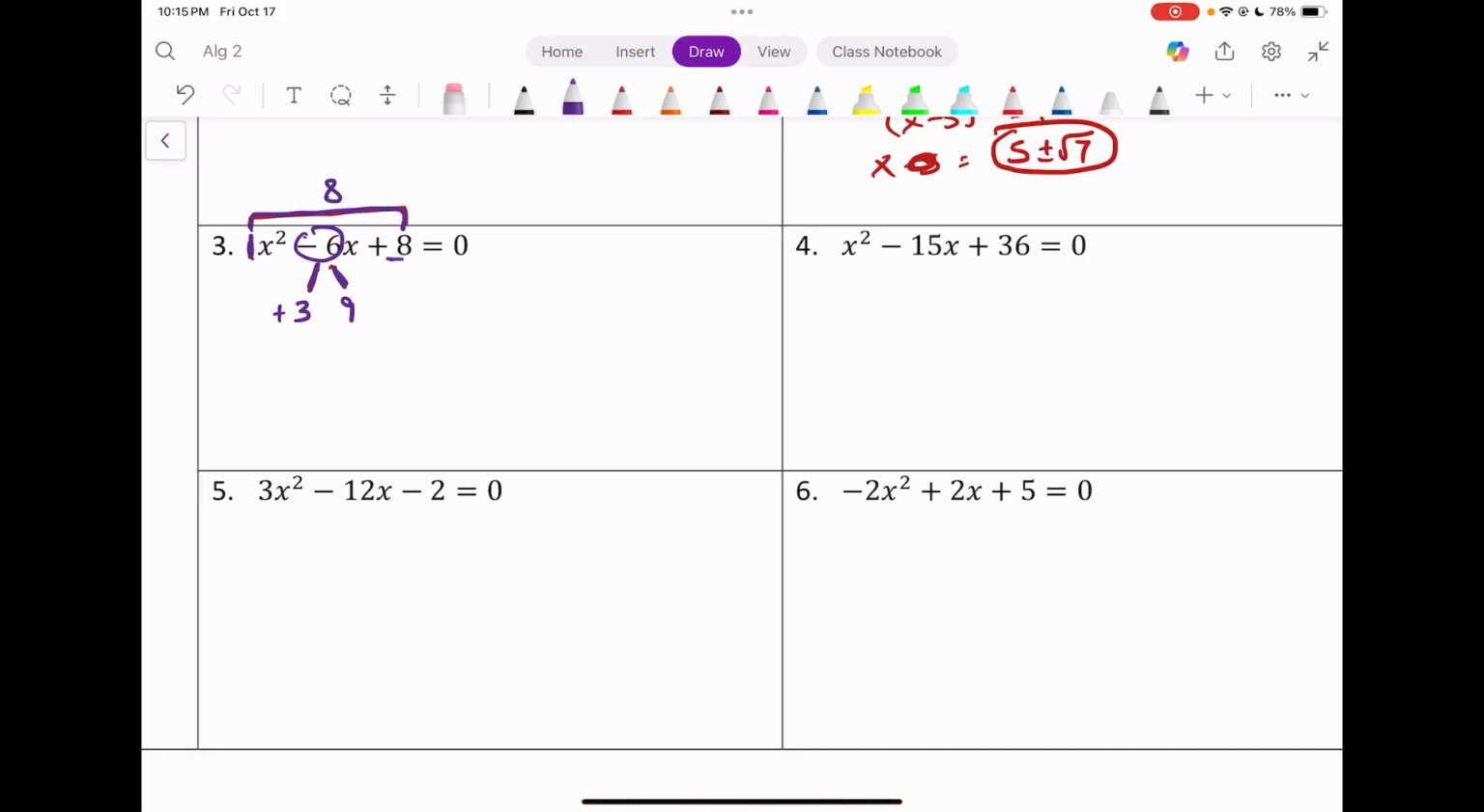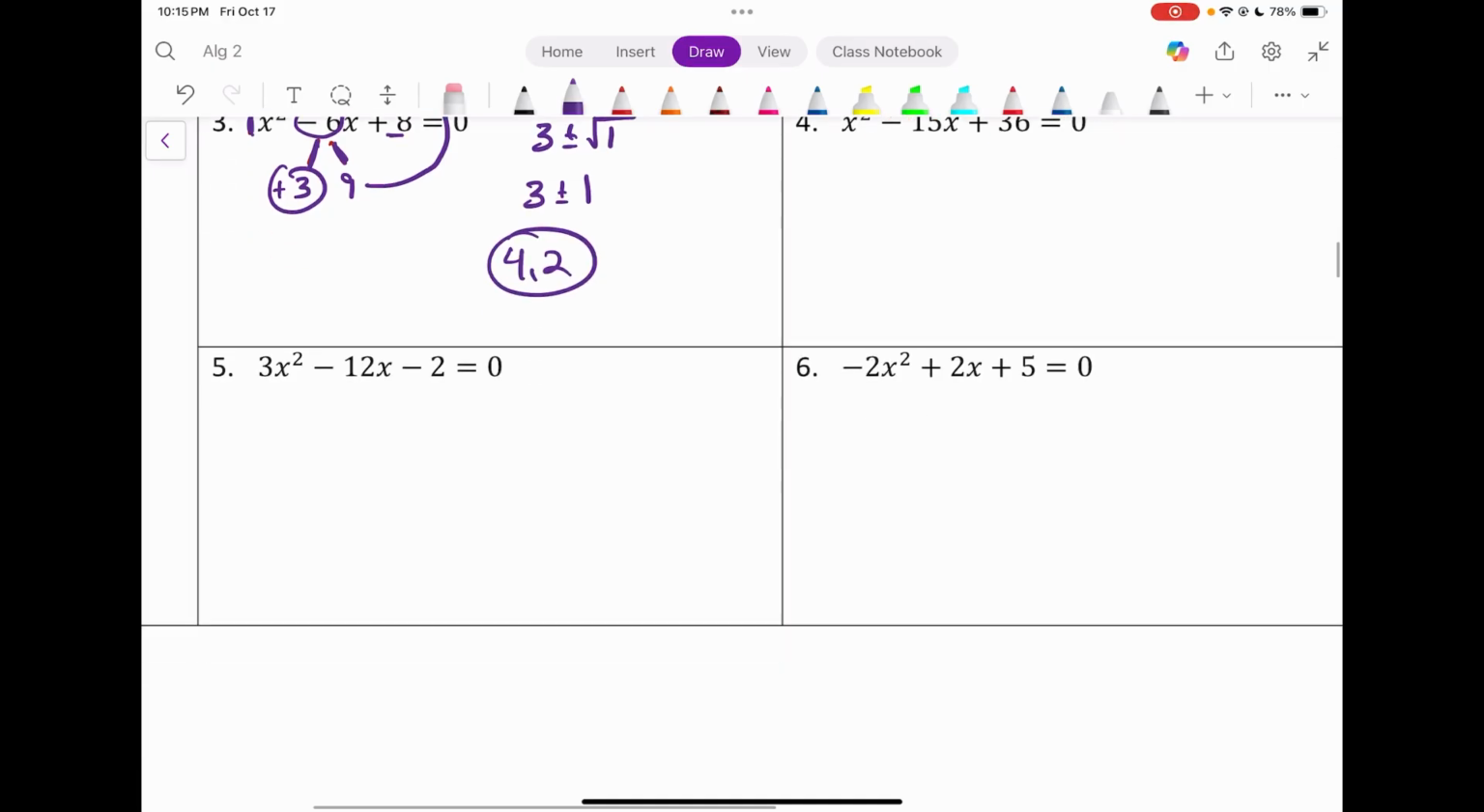So there's your three numbers that you're needing. Final answer, we're going to do his left leg, plus and minus the square root of these two numbers subtracted. 9 minus 8 is 1. We're going to divide the whole thing by this number. If it's a 1, we really don't have to put it because anything divided by 1 is just itself. So our two answers are 3 plus and minus the square root of 1, which is 1. So our two answers are 3 plus 1 and 3 minus 1.